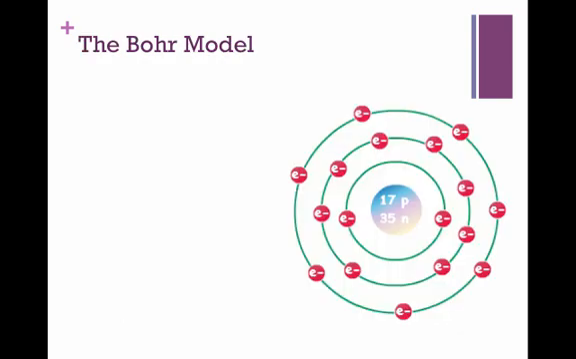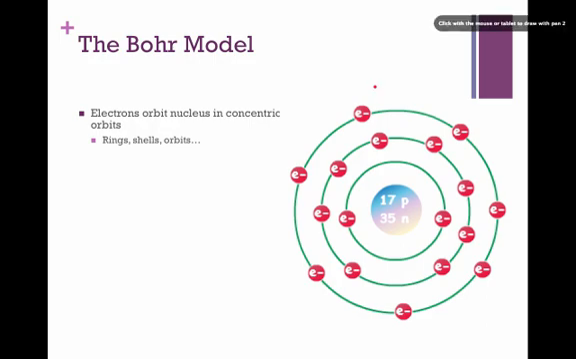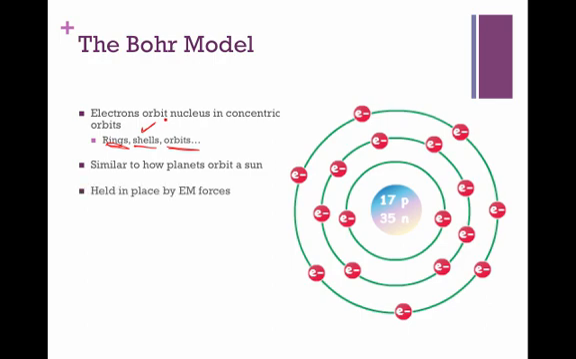So let's get back then to the model that Bohr created and provide a little bit more of the detail so we can actually use it to do something a little more scientific. First of all, as we mentioned before, electrons orbit the nucleus in concentric orbits or concentric rings. These orbits have a couple of different names depending on who you talk to. They can be referred to as rings, shells, or orbits. I believe the official technical term is shells, but again, these names are used interchangeably. As we already mentioned, it's similar to how planets orbit our sun.